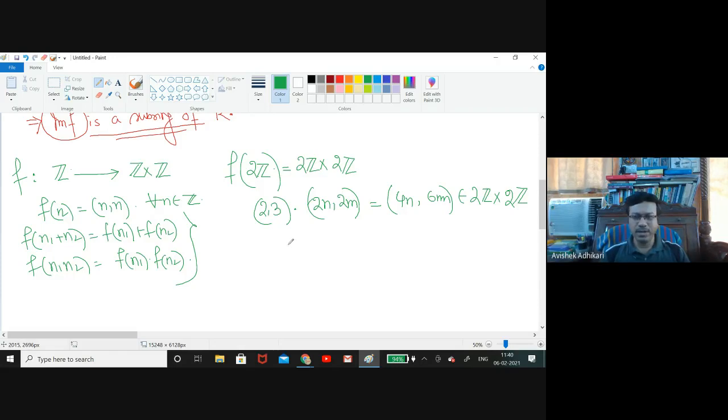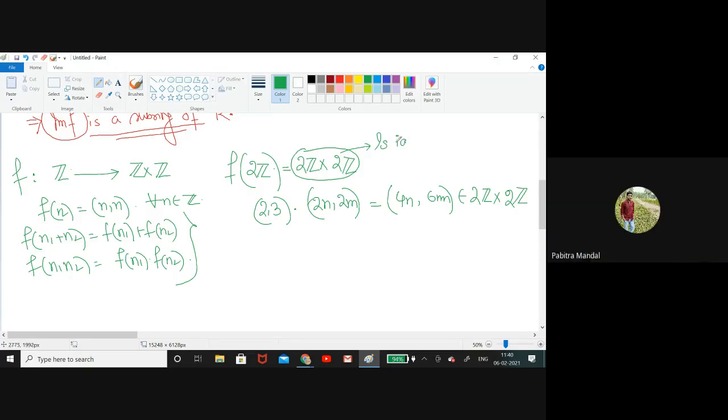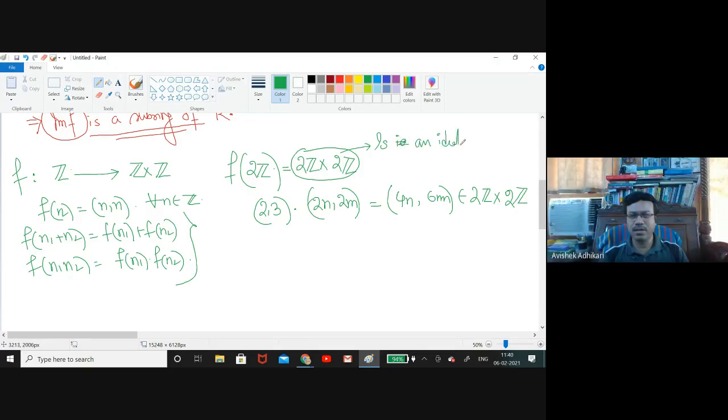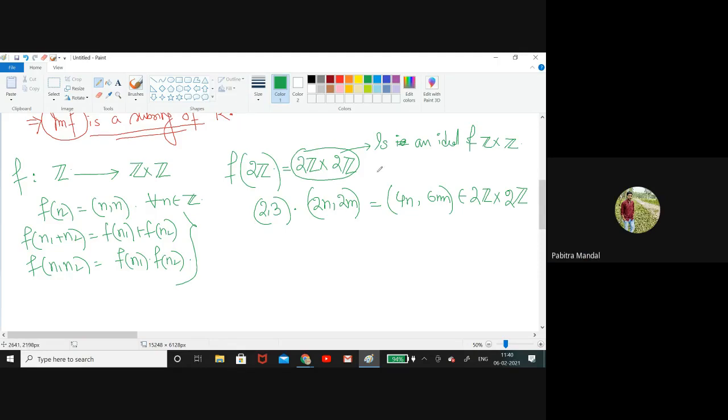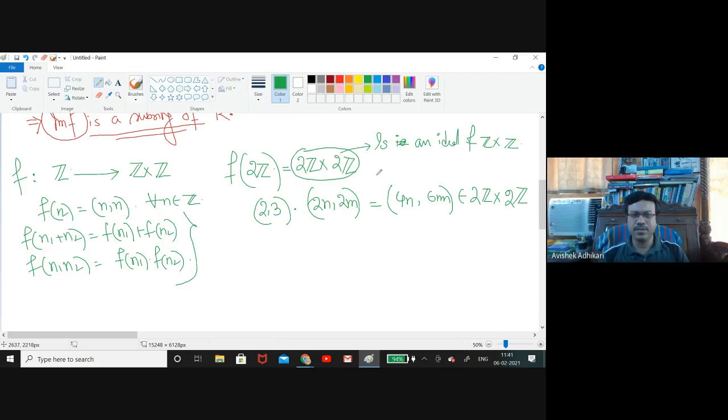Okay, fine, it's a very good try. But first of all, is it an ideal? What is your guess? Is it an ideal? What will be your answer now? I think it's not an ideal of Z cross Z. Why not? So what will be your justification?